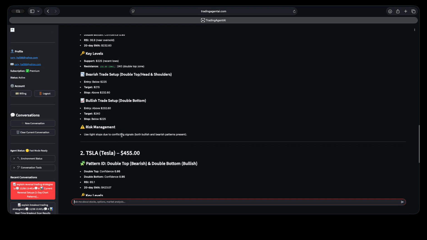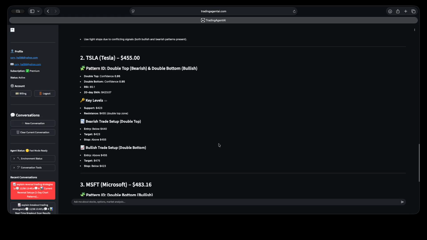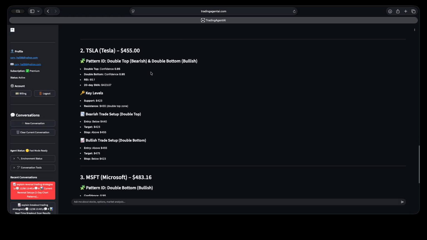And here's the agent saving the day again. Use tight stop loss due to conflicting signals. That's very important. Like I said earlier, you can have conflicting signals. Use tight stop loss due to conflicting signals, both bearish and bullish patterns present. And you'll see that a lot. It's a very common thing.